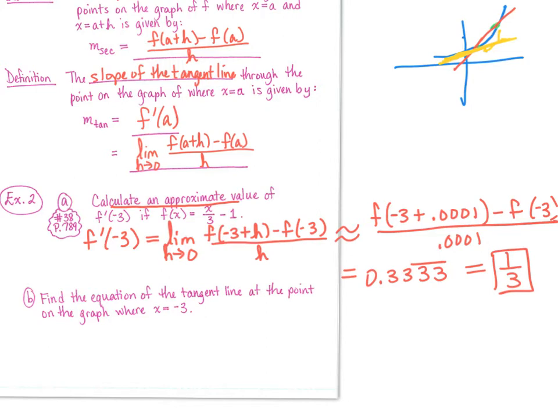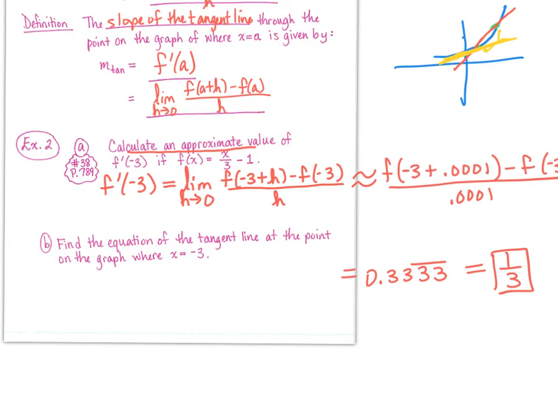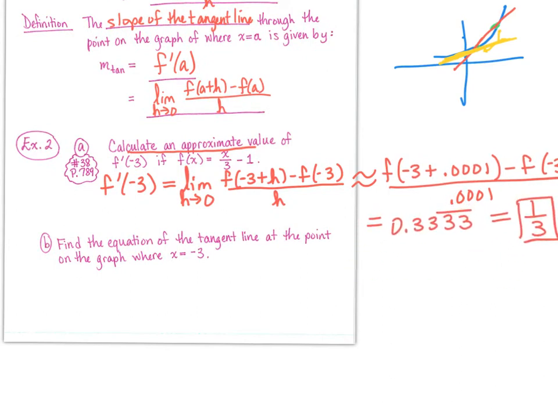So now in part B, we have to find the equation of the tangent line at the point on the graph where x is equal to -3. Since we're finding the equation of the tangent line at the point where x is equal to -3, we first have to find f of -3, right? Because we need to find our y value. Are you with me? So f of -3 is equal to -3 over 3 minus 1. That's equal to -1 minus 1, which is what?